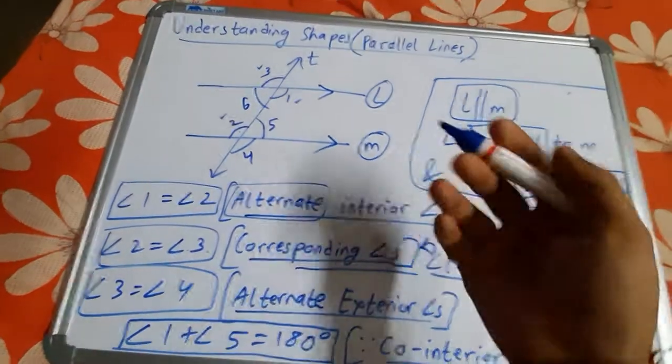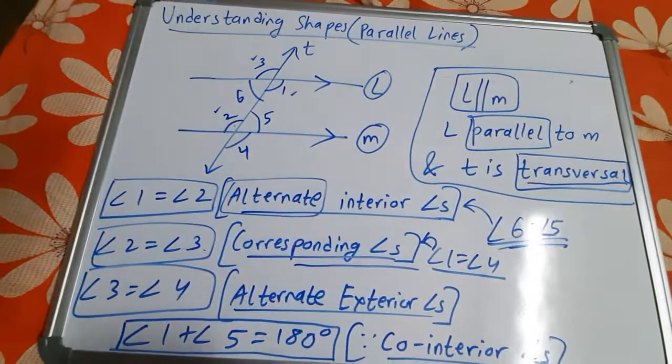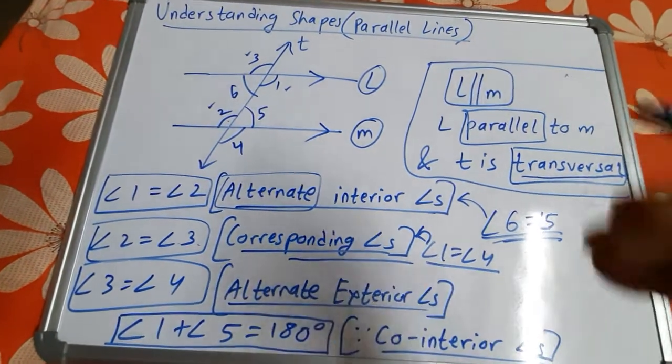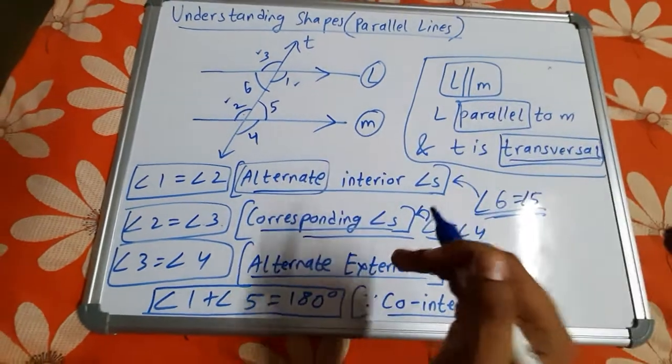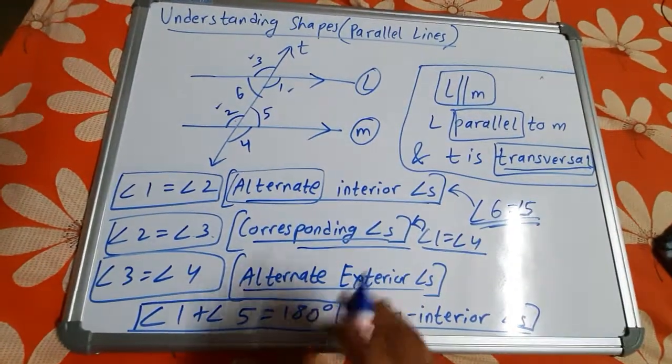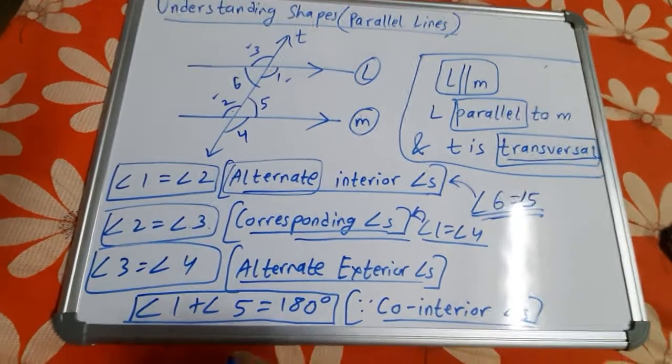When you are going to do the sums, you have to write these reasons why these angles are equal. Okay, sometimes they will be alternate interior angles, sometimes they will be corresponding angles, sometimes they will be alternate exterior angles. Like that, you have to write the reasons behind.